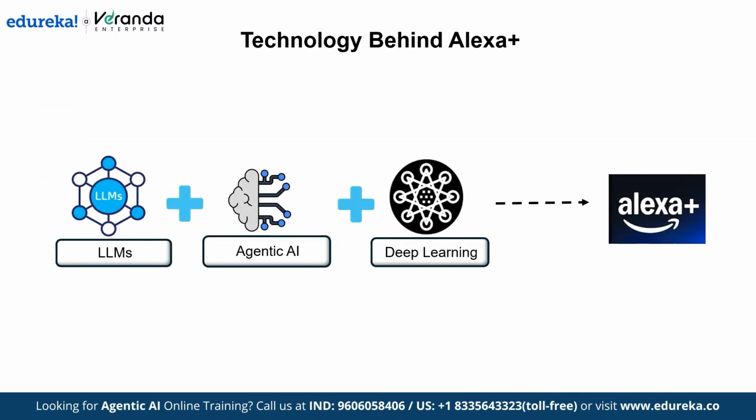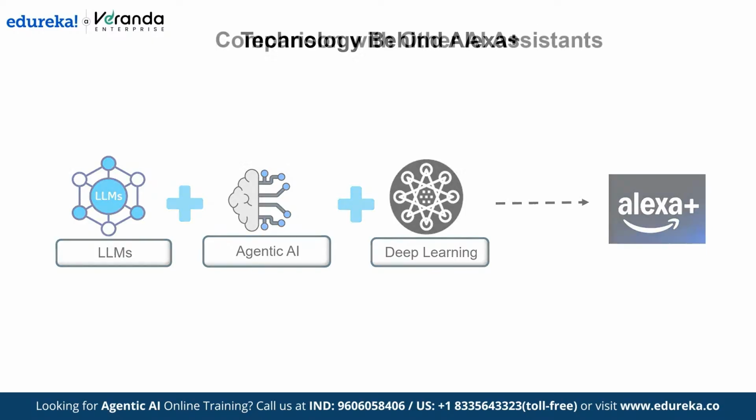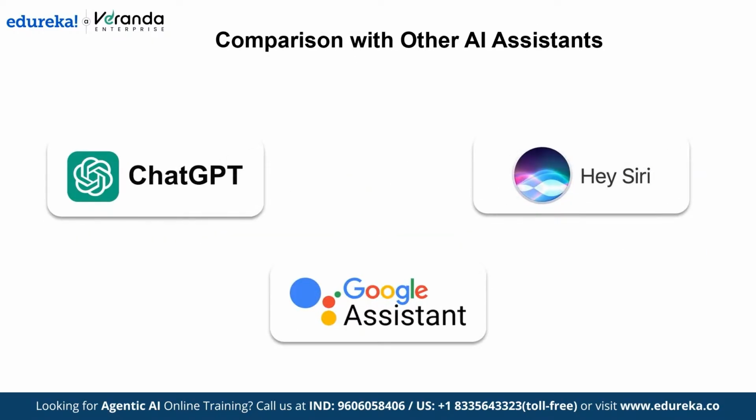And by combining LLMs, Agentic AI, deep learning models, and real-time data retrieval, Alexa Plus represents a significant leap in AI-driven virtual assistants. It is no longer just a voice assistant, it is an autonomous, context-aware, and highly personalized AI companion designed to make daily life easier. Now that we have explored the technology behind Alexa Plus, let us see how it stacks up against other leading AI assistants. Alexa Plus enters the AI assistant space with generative AI and agentic AI, making it smarter and more proactive. But how does it compare to the top AI models available today?